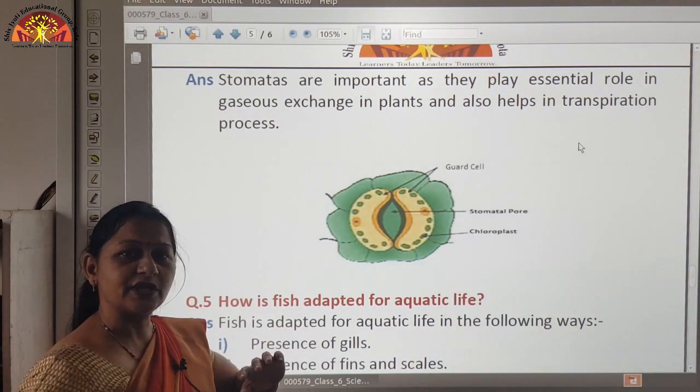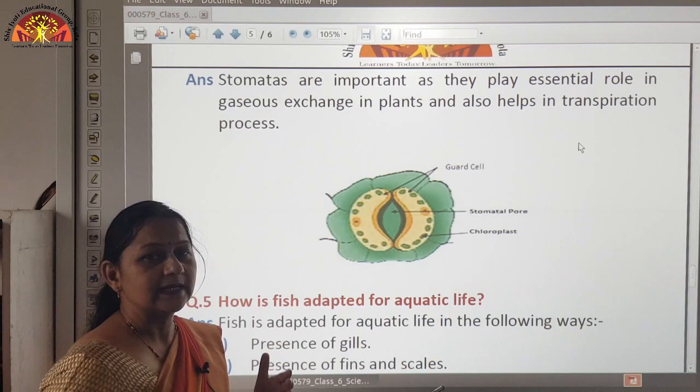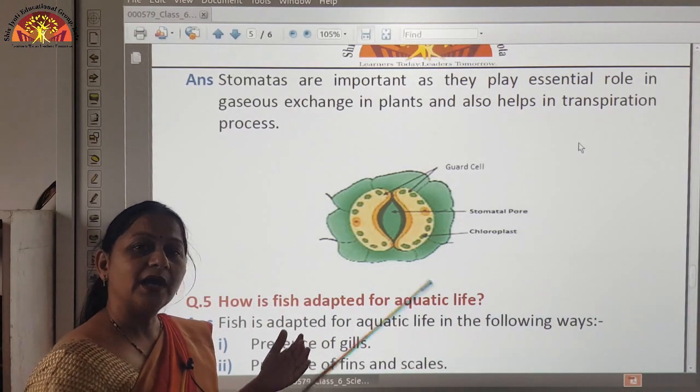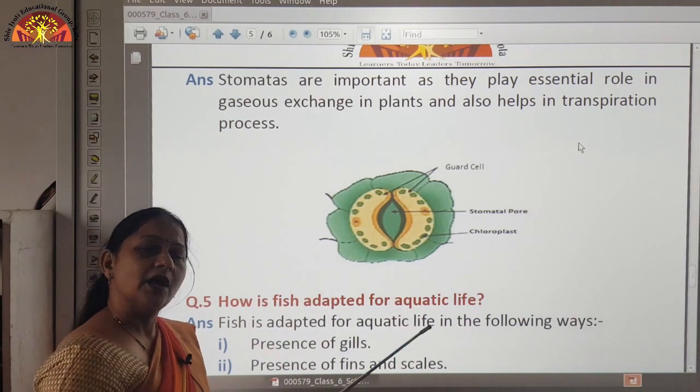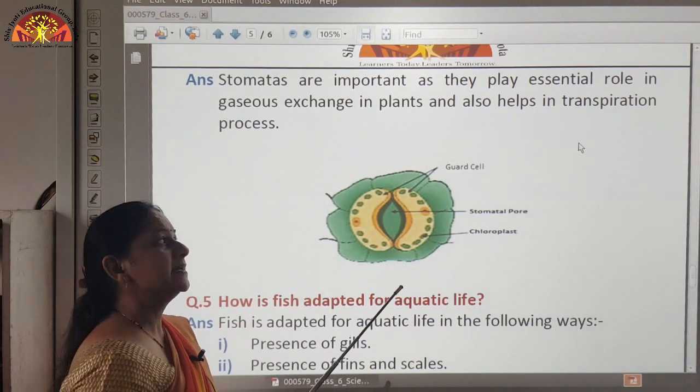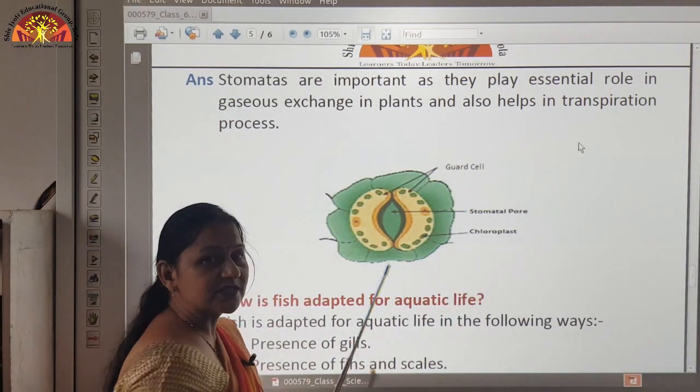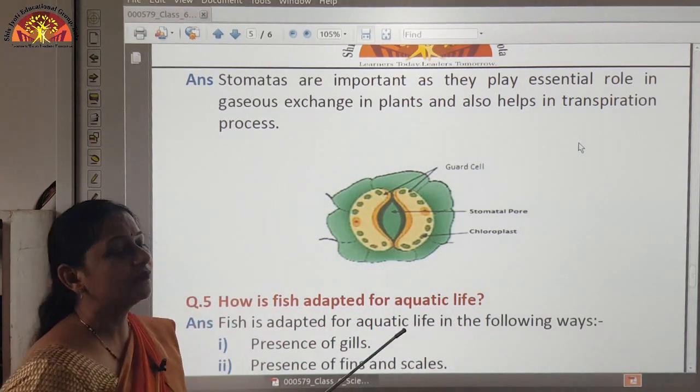help in the exchange of gases. Plants take in carbon dioxide, which is required for photosynthesis, and they release oxygen in the same process. Similarly, stomata help in transpiration, that is, loss of water.